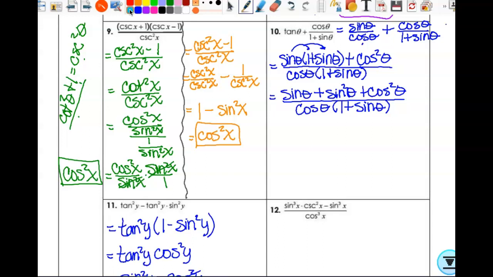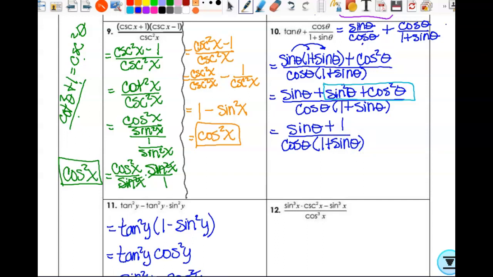Do you have any thoughts as to what we could substitute here? Do you see anything that looks familiar that you might see on your reference card? Yeah, what is sine squared plus cosine squared? 1. So those 2 terms right there equal 1. So my next step can be sine theta plus 1 over cosine theta times 1 plus sine theta. Right?